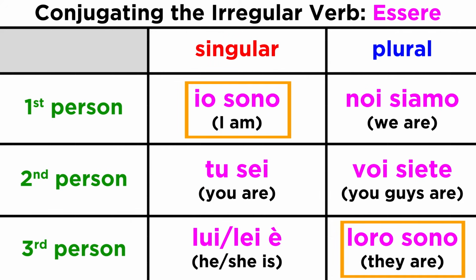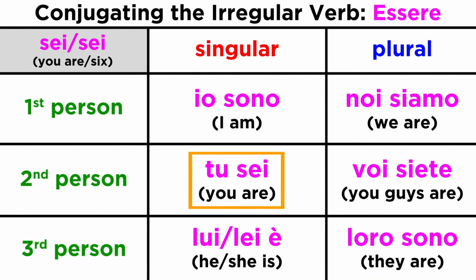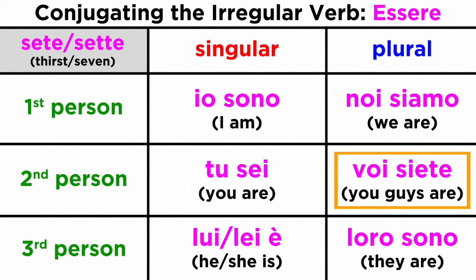Don't worry about the fact that first-person singular and third-person plural look the same. We will always know which is which from context. Same goes for second-person singular and the number 6. Context will always tell us which is which, since the number sei will usually be followed by a plural noun. Similarly, second-person plural, siete, looks kind of like sete, which means thirsty, and sette, the number 7. Try not to confuse these three words with one another.